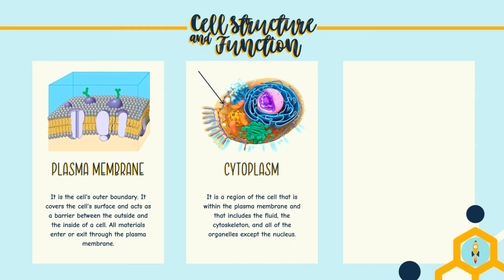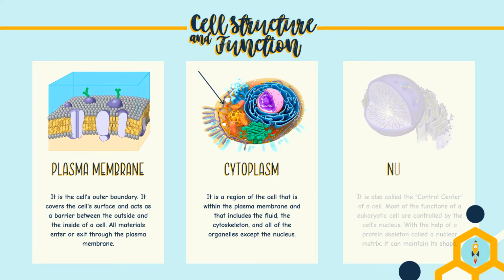The cytoplasm is a region of the cell that is within the plasma membrane and that includes the fluid, the cytoskeleton, and all of the organelles except the nucleus. There is a part in the cytoplasm that is called cytosol. It includes molecules and small particles such as ribosomes but not membrane-bound organelles. About 20% of the cytosol is made up of protein.